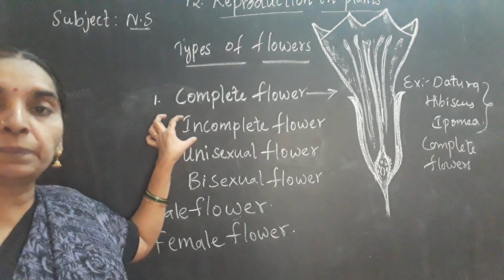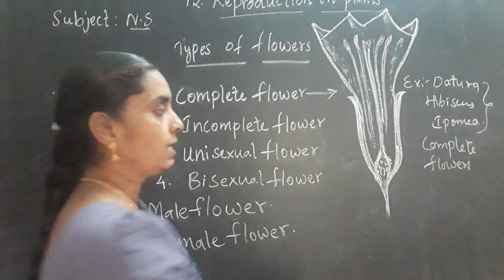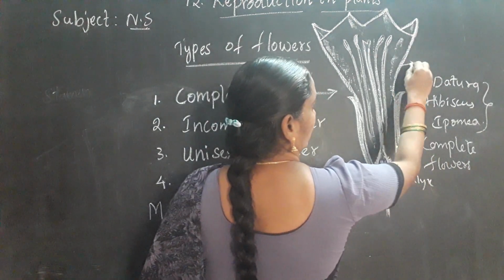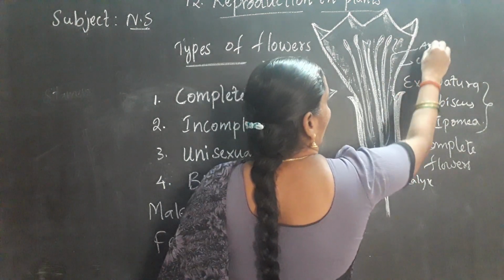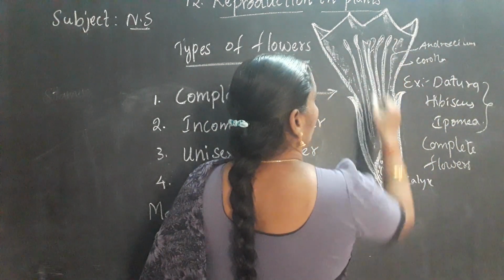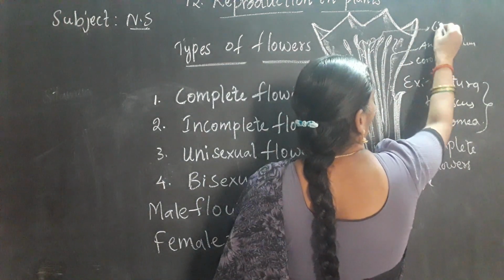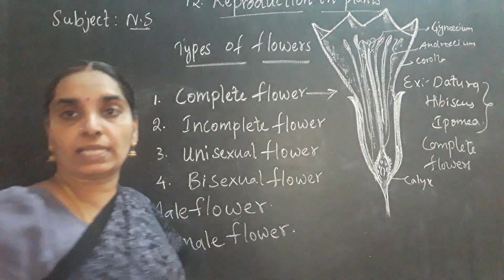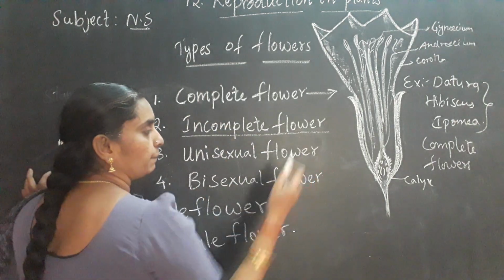When coming to the incomplete flower, in this flower any of the four folds may be missing. That is the first fold, calyx, second fold, corolla, third fold, androecium, and the fourth fold, gynoecium, that is the pistil. If any of the four folds is missing, then it is called an incomplete flower.